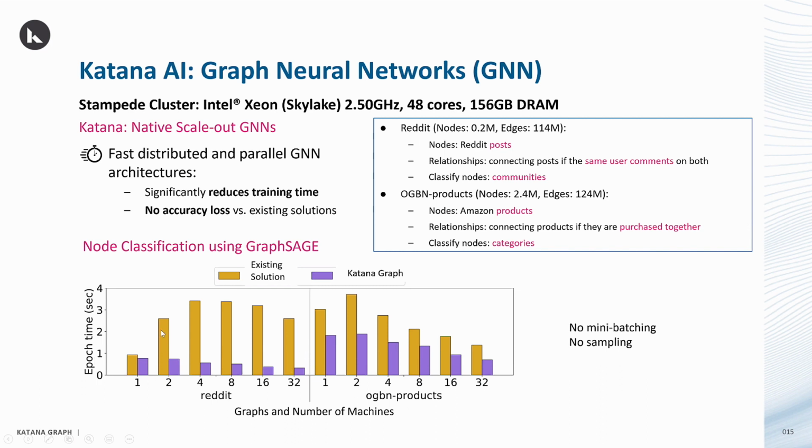As you can see, the existing solution, which is shown in orange here, is much slower than us and doesn't scale up. But if you look at Katana, we are not only faster than them in scale-up mode on a single machine, but we scale out much better than them.